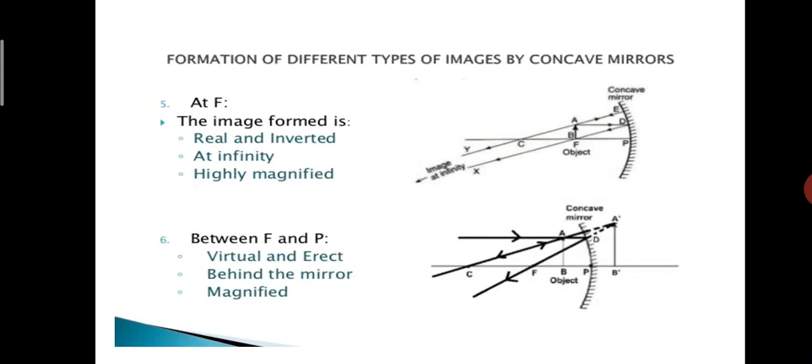Last, when the position of the object is between focus and pole, the image formed is virtual and erect. The position of the image is behind the mirror and the size of the image is magnified.